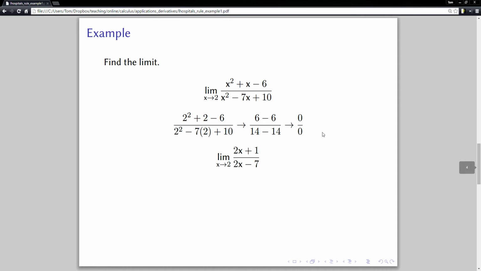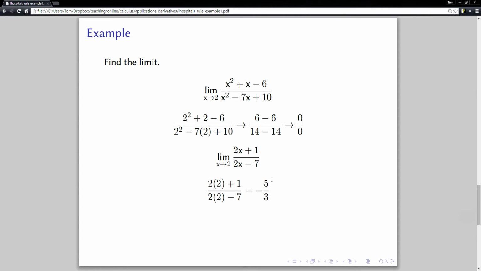All right, so L'Hopital's rule says take a look at the limit of the derivative of the top over the derivative of the bottom, right? So the derivative of x squared plus x minus 6 is 2x plus 1. The derivative of x squared minus 7x plus 10 is 2x minus 7. So we're going to take a look at this limit.